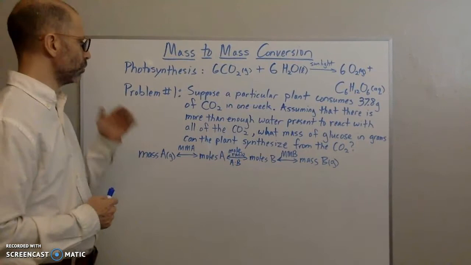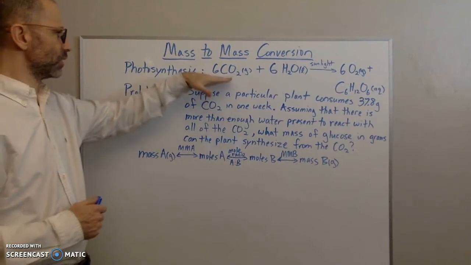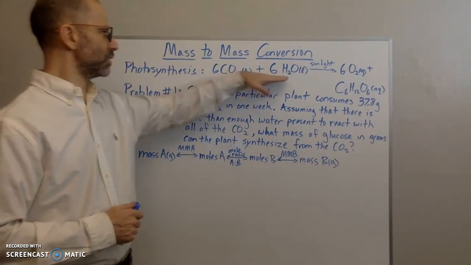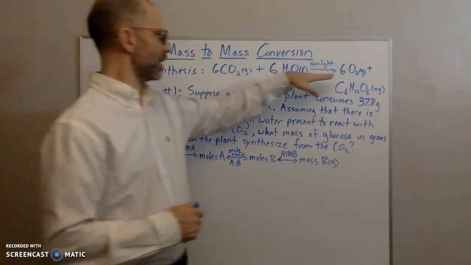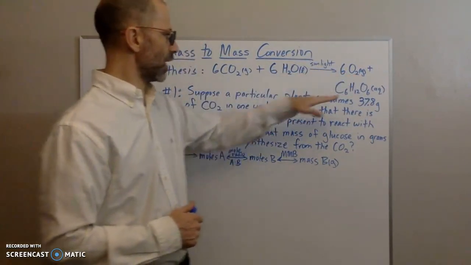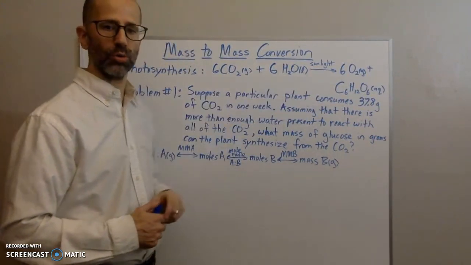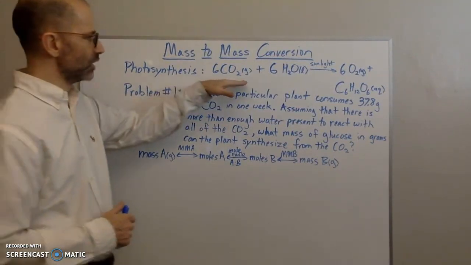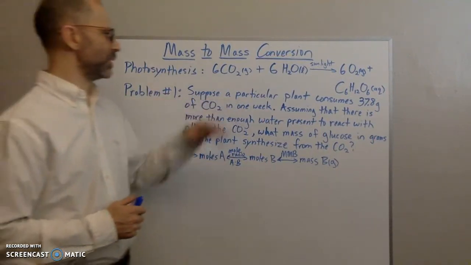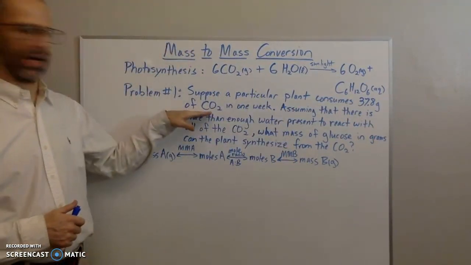So if we look at our problem, we're given the photosynthesis equation, which is 6 carbon dioxide molecules of gas plus 6 molecules of water in the presence of sunlight will yield 6 molecules of oxygen and 6 molecules of glucose, C6H12O6. And so here's our balanced equation. In this particular problem, they're saying, suppose a particular plant consumes 37.8 grams of carbon dioxide.